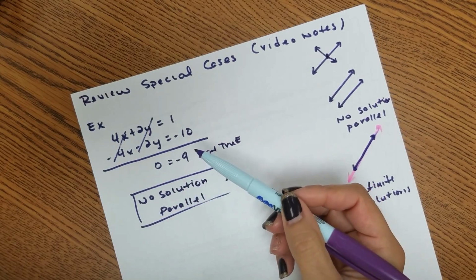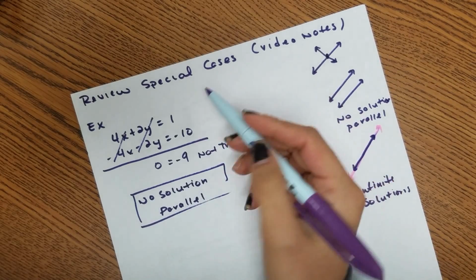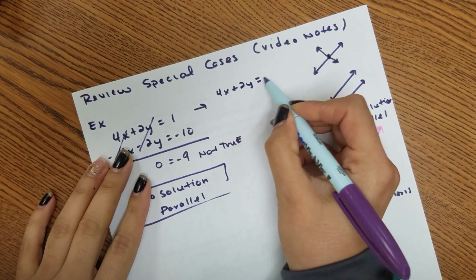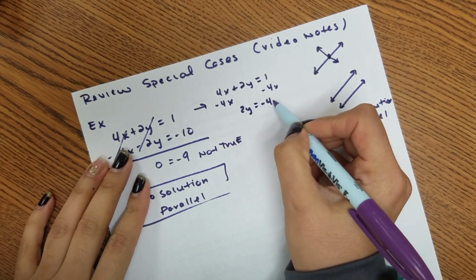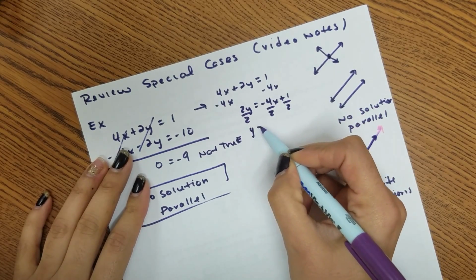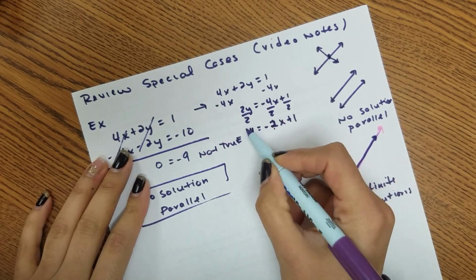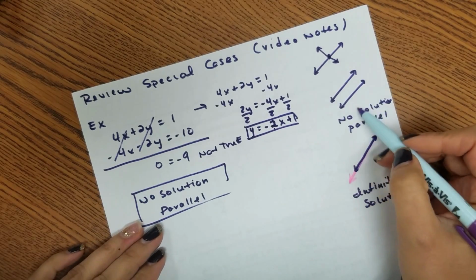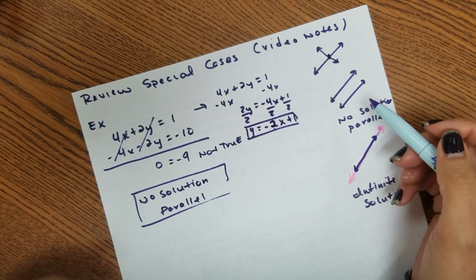or if you want to double check, you can always solve for y in each of the equations and check the slope. So if we do this one, we have 4x plus 2y is equal to 1. You subtract the 4x on each side. 2y is equal to negative 4x plus 1, and divide by 2. So y is equal to negative 2x plus 1. That's the first line. All we're worried about is the slope. Here they have the same slope, but different y-intercepts.